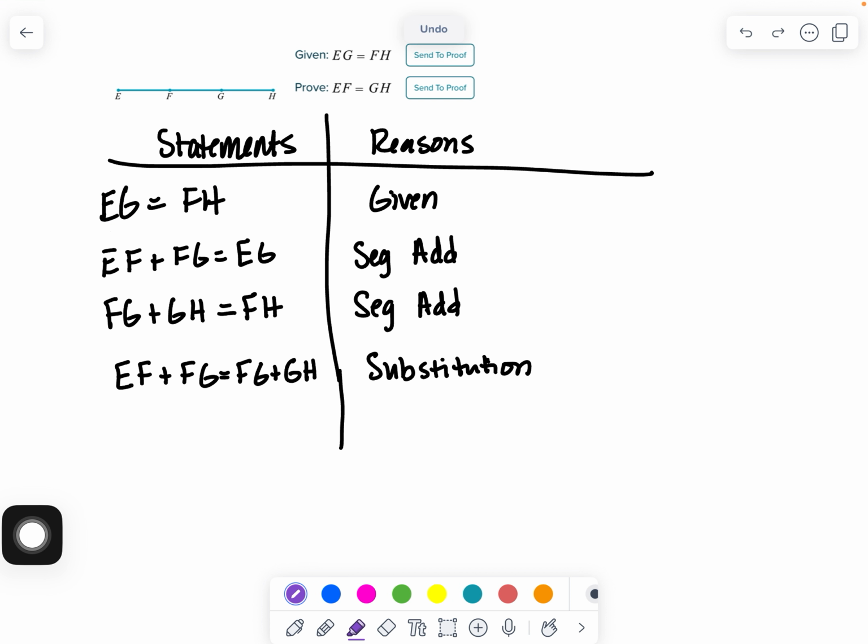Okay. Now, on the exciting side, what that means is that we now have EF on one side, and we now have GH on the other side of that equal sign. That's a huge goal that we had here. We're really darn close. Now, all we really need to do is get rid of the FG and FG. And how we do that is we need to be subtracting them, right? So that means we're going to say EF equals GH by subtraction.